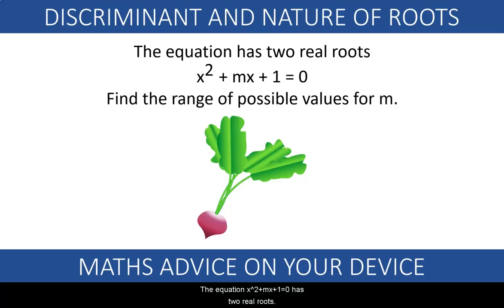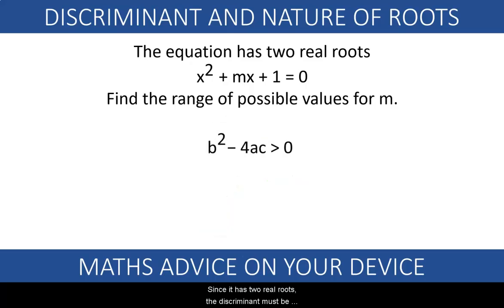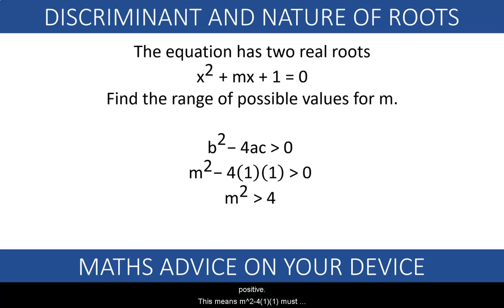Last, the equation has two real roots. Find the range of possible values for m. Since this equation has two real roots, the discriminant must be positive. This means that m squared minus 4 times 1 must be more than 0, so solving m squared more than 4 leads to m less than negative 2 or m more than 2, the range of possible values for m.